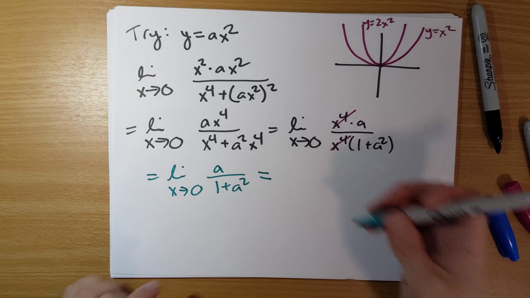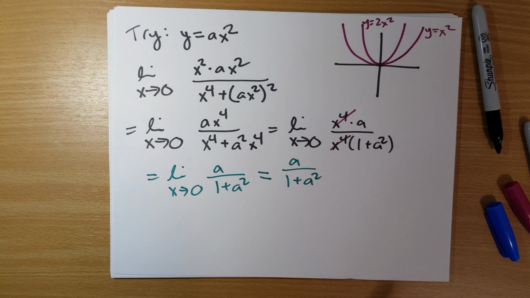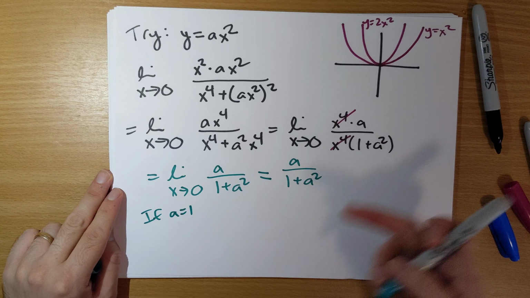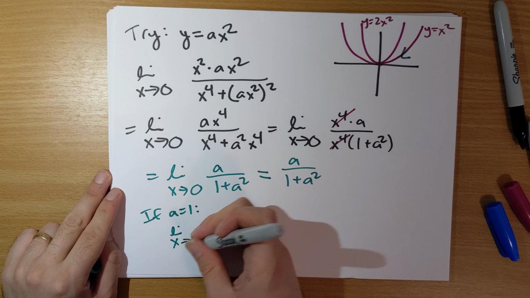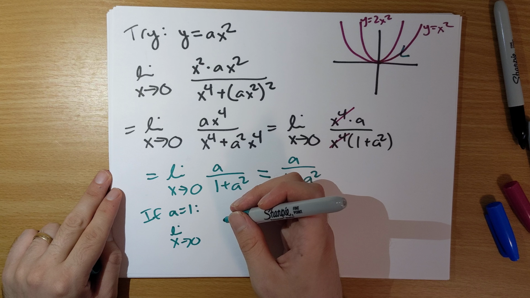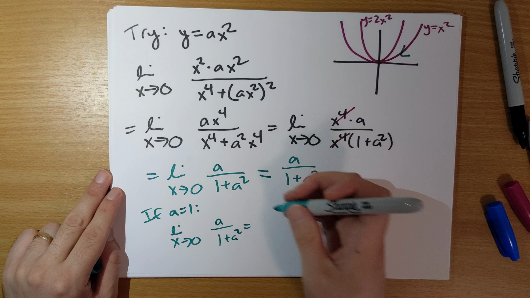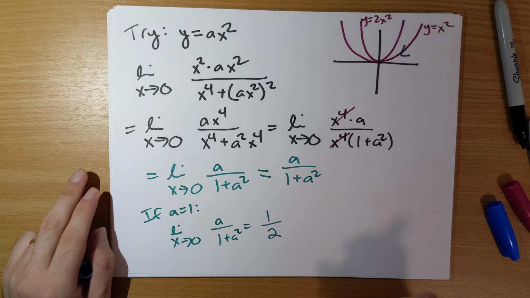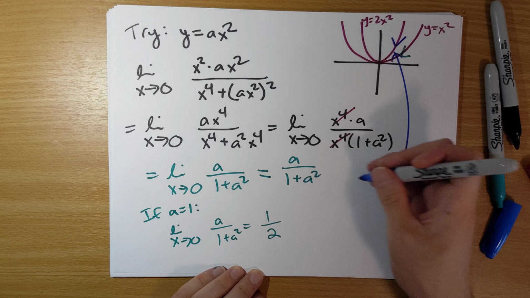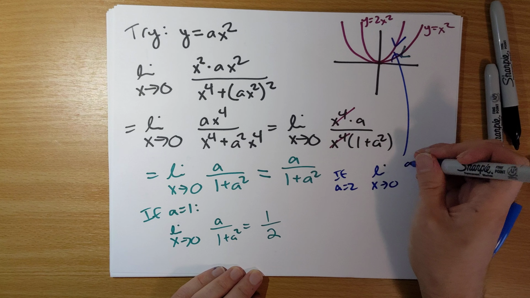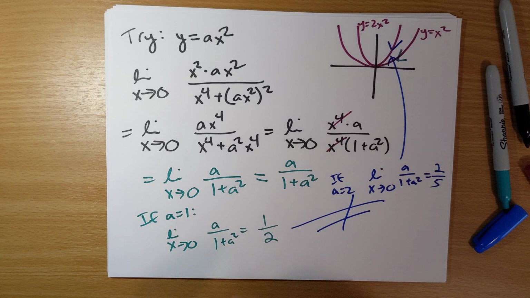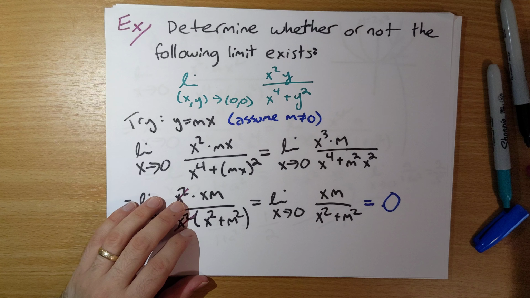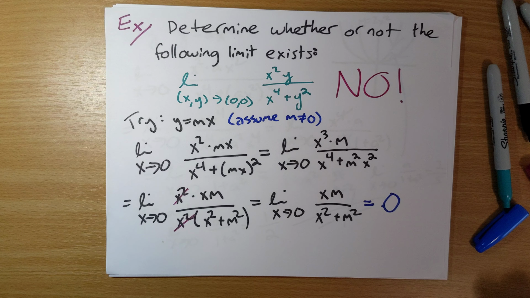And this is a limit of a constant. It's just that constant. So this is going to depend on a. If a is equal to 1, if we're moving along this one, the limit as x goes to 0 of our expression is going to equal 1 over 2. But if a is equal to 2, the limit as x goes to 0 of a over 1 plus a squared is going to equal 2/5. And these are not equal to each other. And so we conclude by looking at these parabolas, the answer here is no. This limit does not exist.